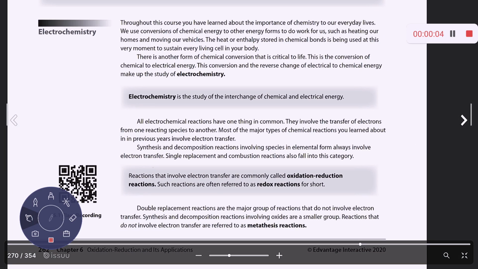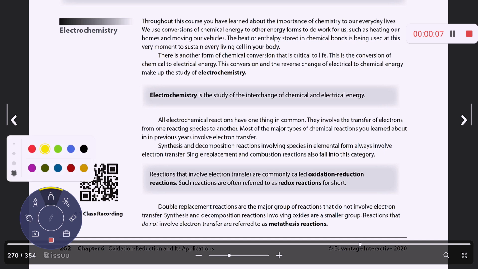Okay, so we're going to start by talking about electrochemistry. And anytime you're converting chemical into electrical energy and vice versa, it's known as electrochemistry. And all electrochemical reactions have one thing in common. They actually transfer electrons between reactants. Okay, so one reactant will give up electrons, one reactant will accept those electrons. If that is not occurring, you do not have an electrochemical reaction.